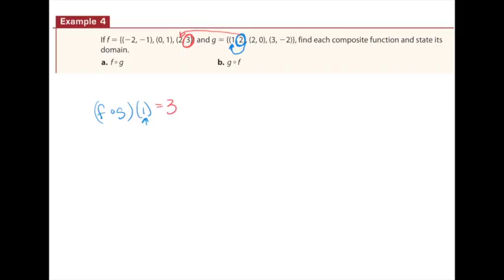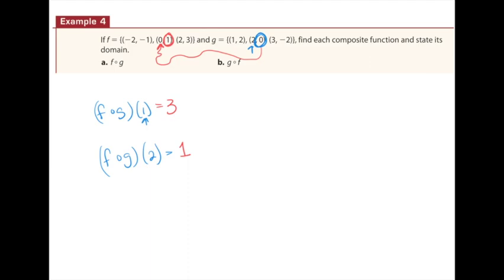So if I did the same thing for f of g of 2. Well, for f of g of 2, I am going to look for 2 again in my g. Well, for 2 here, my output is 0. Now I'm going to take the 0 and go over to my f and say, where's my 0? Oh, there it is. What's my output? My output is 1.